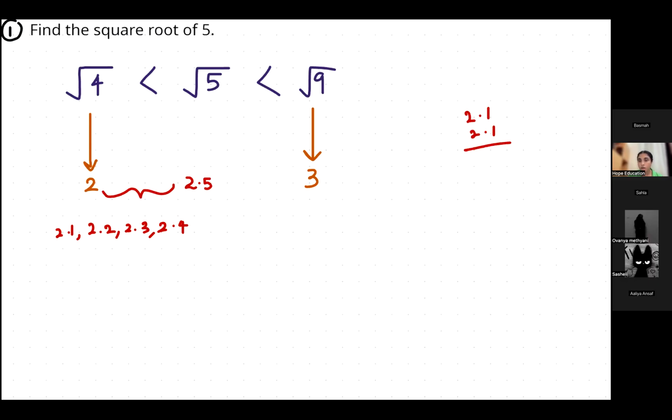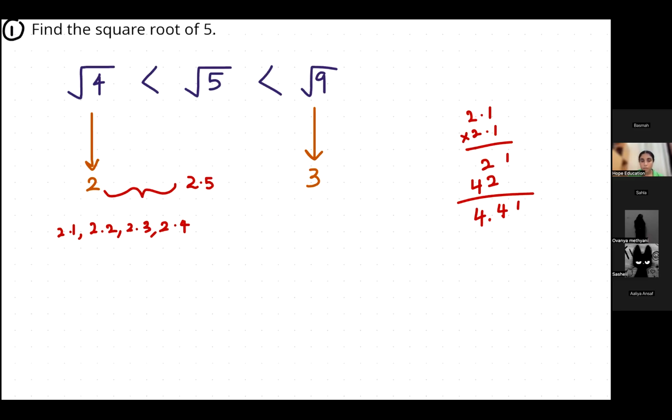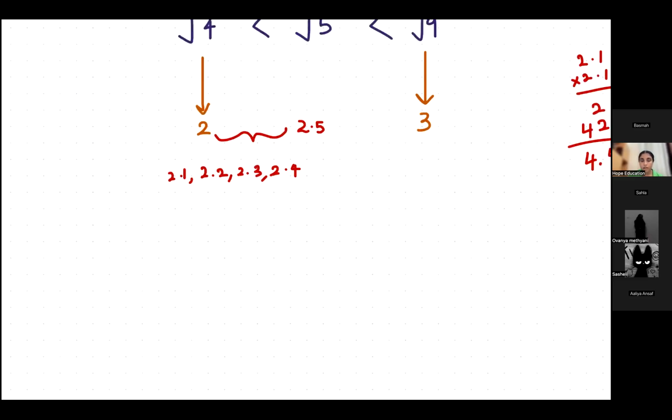1 times 1 is 1. 1 times 2 is 2. 2 times 1 is 2. 2 times 2 is 4. Then 2 plus 2 is 4. There are two decimal points in total, so I keep both. Then I get 4.41.